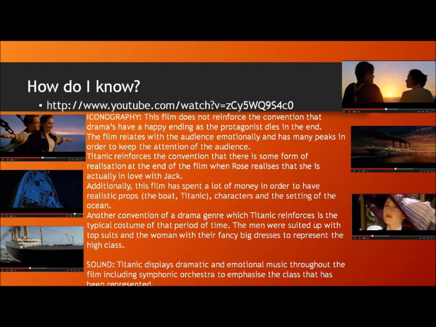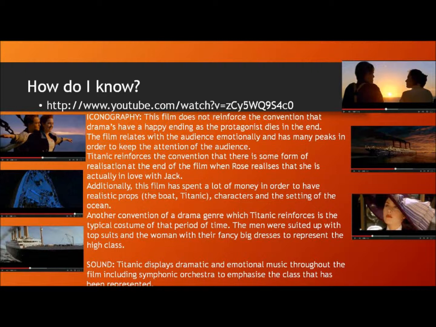Iconography in this film does not reinforce the convention that dramas have a happy ending. This is because the protagonist dies in the end. The film relates with the audience emotionally and has many peaks in order to keep the attention of the audience. Whereas if there were no peaks, highs or lows, and the film stayed on the same level, then it wouldn't be interesting for the audience and it wouldn't be a dramatic film.